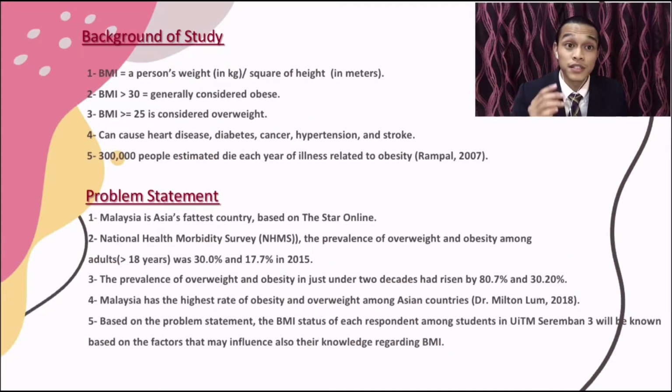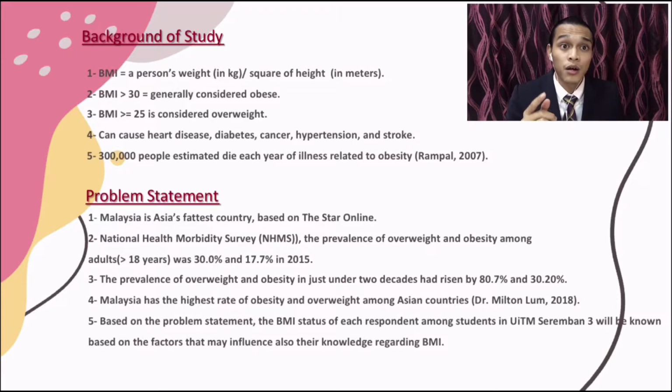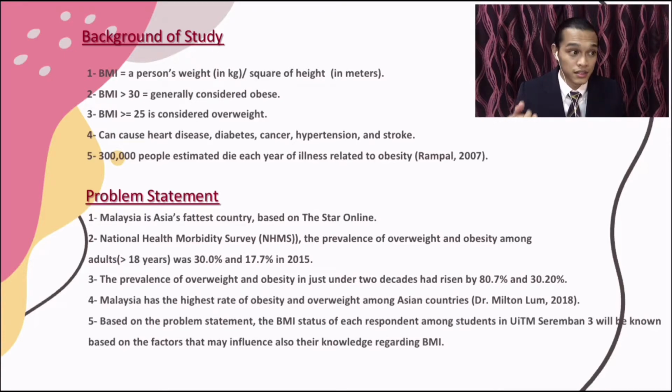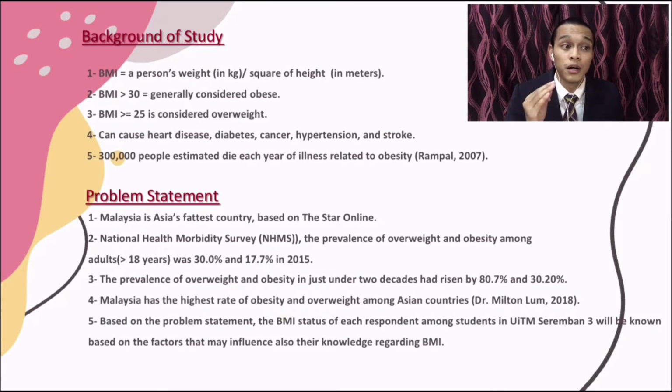The background of the study tells us how to calculate BMI. BMI is a person's weight in kilograms divided by the square of their height in meters. A BMI greater than 30 is generally considered obese, and a BMI greater than or equal to 25 is considered overweight. Obesity can cause heart disease, diabetes, cancer, hypertension and stroke. Based on Rampal 2007, 3,000 people are estimated to die each year of illness related to obesity.